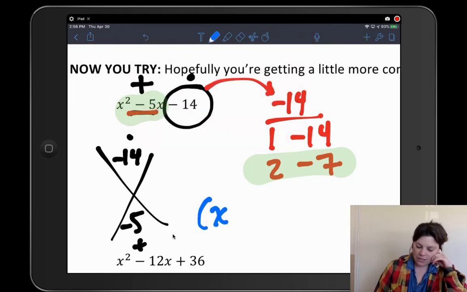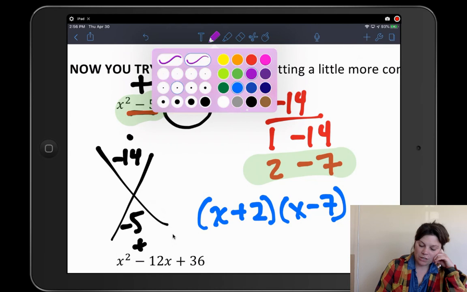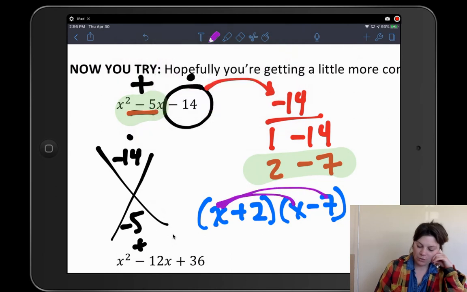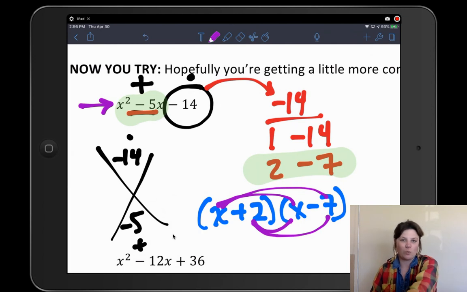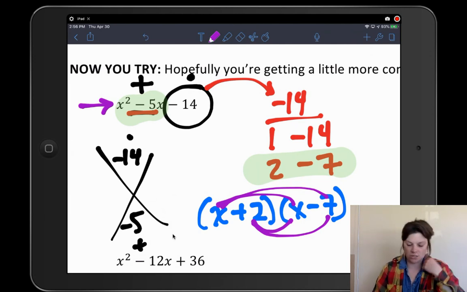So then our final answer is x plus 2, x minus 7. And if you wanted to check your answer, you could multiply through and make sure that you end up with this after you combine like terms, just like we did from week 1, right? Week 1 is your way to check your answer for week 2 and week 3, actually. Kind of cool.